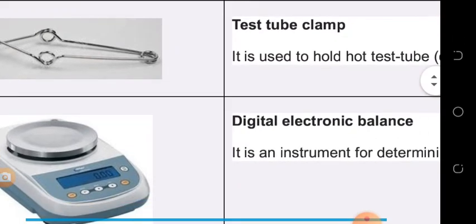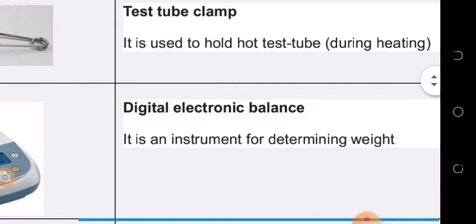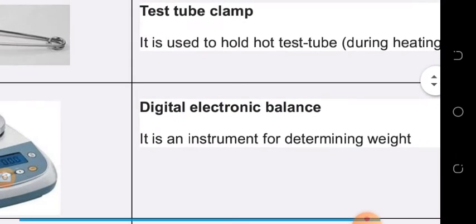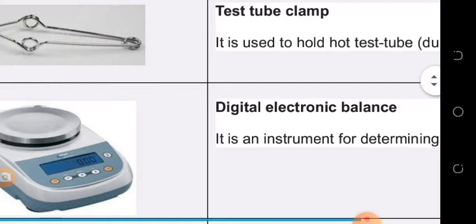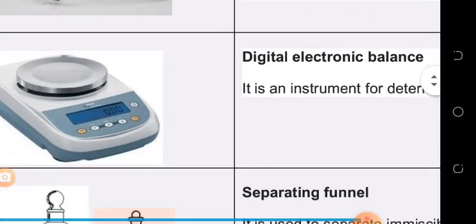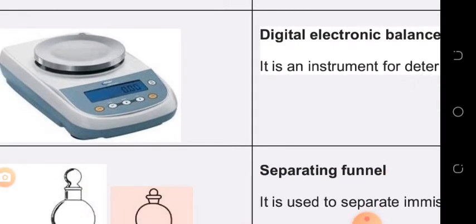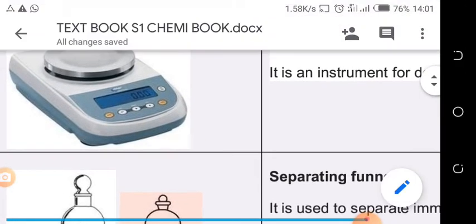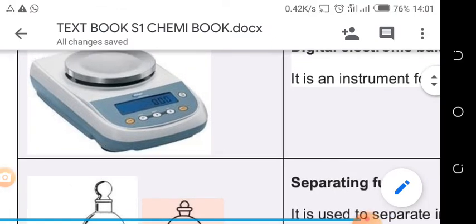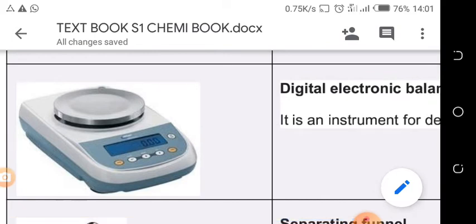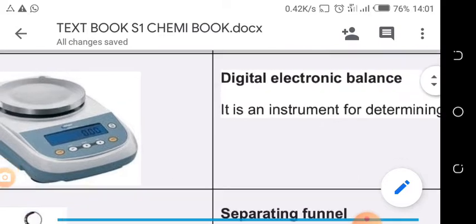Test tube clamp are used to hold the test tube during heating. So you fix the test tube in the hands of this test tube clamp, and then it helps in heating the substances, mostly when we are conducting experiments. And once we want to measure the quantity of the substances, especially solutes, when we want to dissolve some chemicals or want to prepare the standard solutions, we use this digital electronic balance.